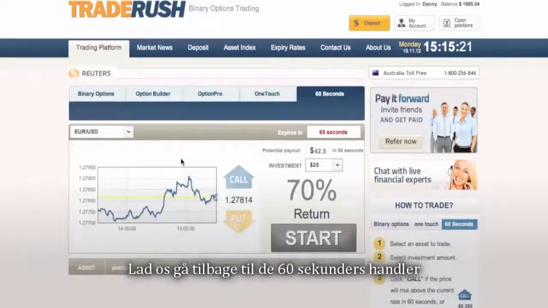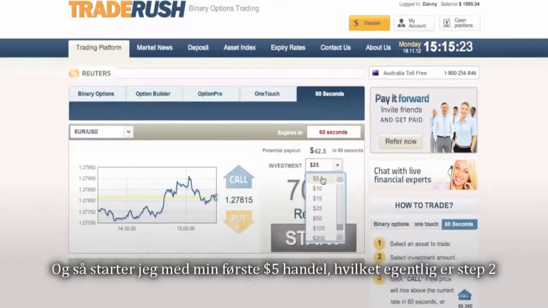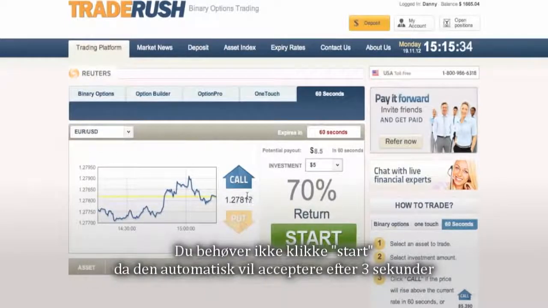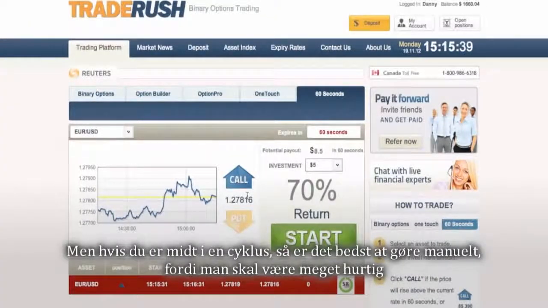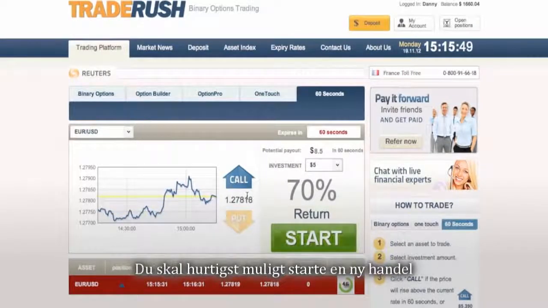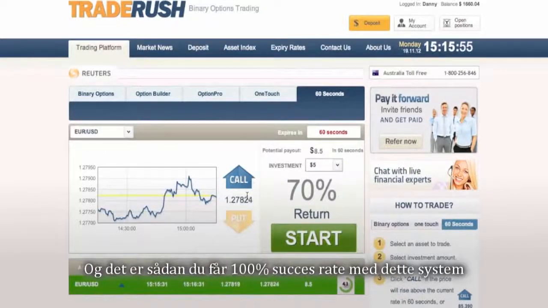So I go back to the 60 seconds tab and I put on my first $5 trade, which is actually step 2. So make sure Euro USD is selected and select $5, hit call and approve the trade. Now you don't have to approve it, it will automatically approve after 3 seconds, but if you're in the middle of a trade or a cycle, it is best to approve it manually, because you have to be very, very quick. Now, when I say in the middle of a cycle, I mean if you lost your $5 trade and you want to put on your $10 trade, you have to strike as soon as possible because you want to catch that 0.5 decimal base fluctuation with 5 trades. And that is how you get 100% success rate with this system.